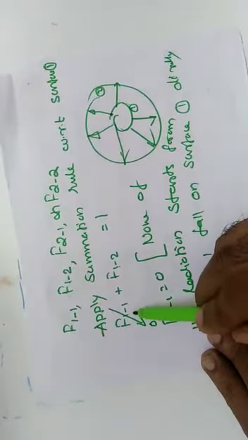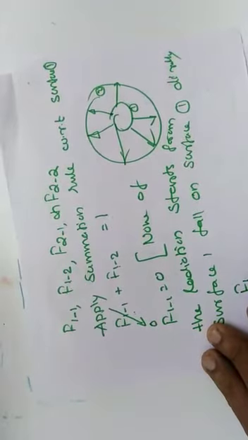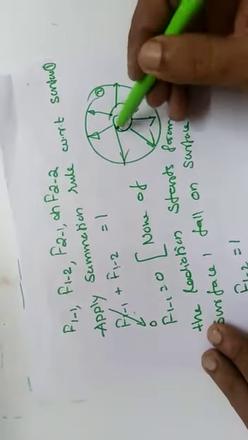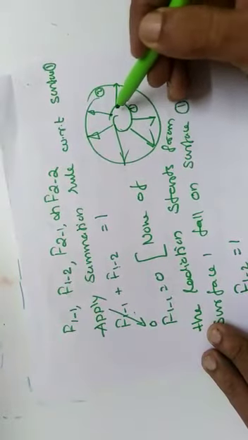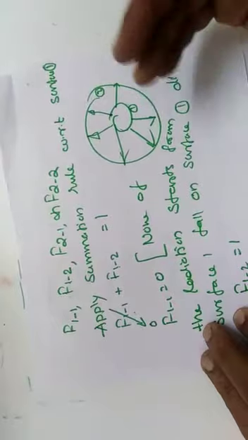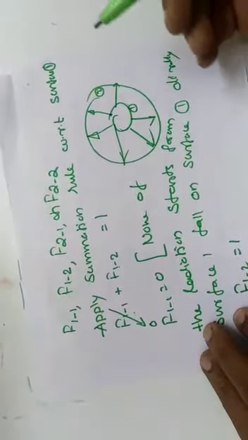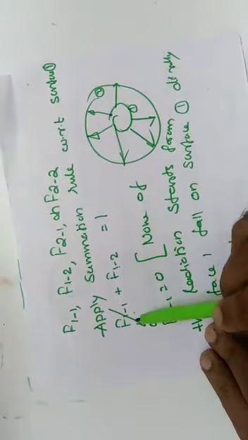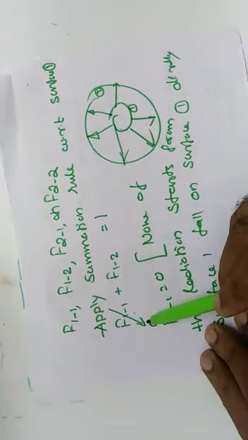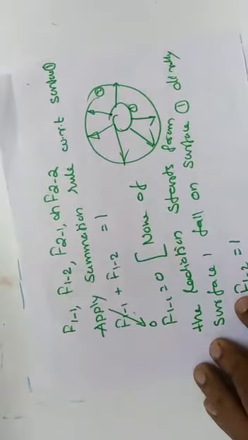If F11 equals 0, definitely F12 equals 1. And it is clear from this diagram itself. The entire radiation emitted by surface 1 is falling on surface 2 directly. So from judgment also you can say that F12 equals 1. Or you can calculate the value of F12 from this equation because you know the value of F11. Now F11 is known, F12 is also known.